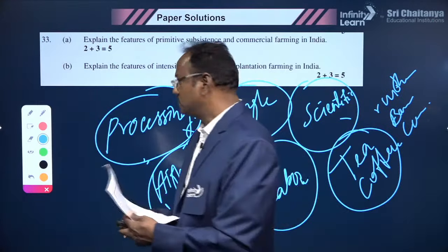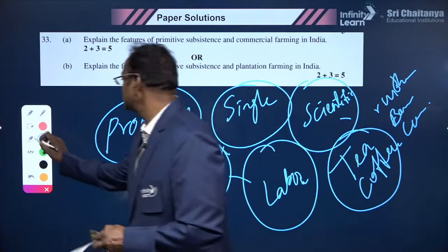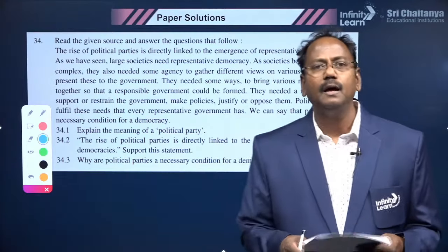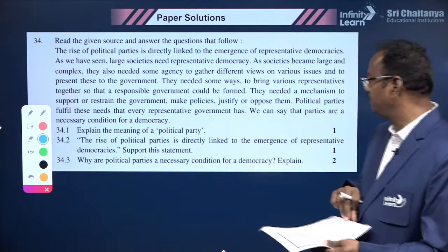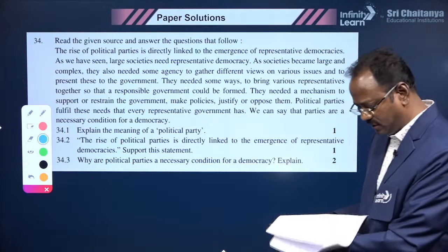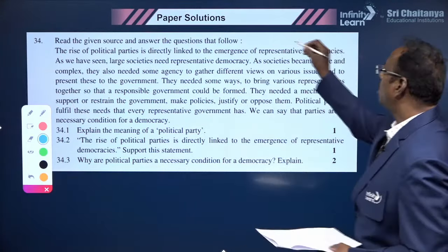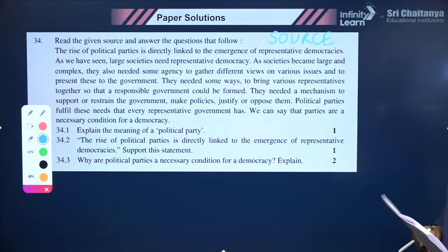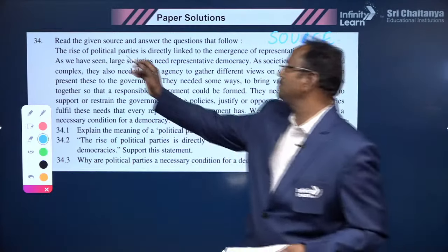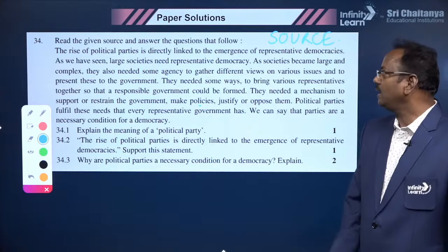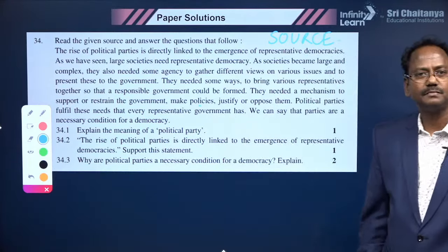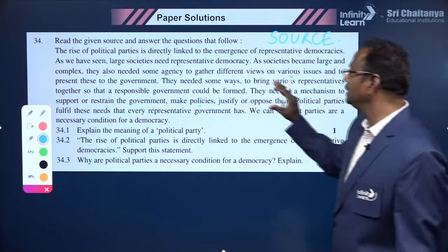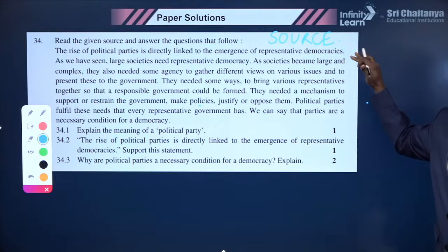Then this is all about question number 33, and we are going to the next level, 34. Yes, this is the area we have come to, the last section, and this section is all about competency based, source based questions, in which a source has been given; read the source and answer the questions that follow. Now this source is all about the rise of political parties, and how they are directly linked to the emergence of representative democracies.